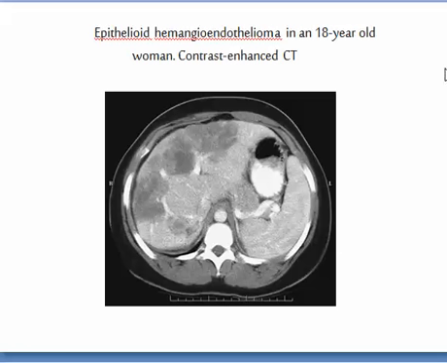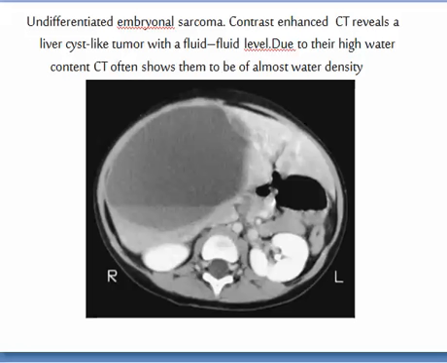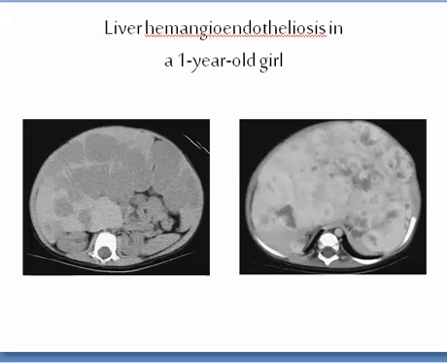The last differential is epithelioid hemangioendothelioma, which occurs here in older age. A little bit older age, epithelioid hemangioendothelioma. So we have now hemangioendothelioma, epithelioid type. We have undifferentiated embryonal sarcoma. We have hepatoblastoma. We have hemangioendotheliosis in infancy.